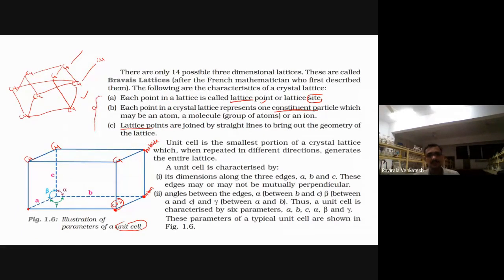Next, the lattice is named after a French scientist, called the Bravais lattice. To honor him, they gave this name. Next, let me show here: what are these A, B, C? Why are we writing A, B, C here? What are these alpha, beta, gamma? Let me see now.